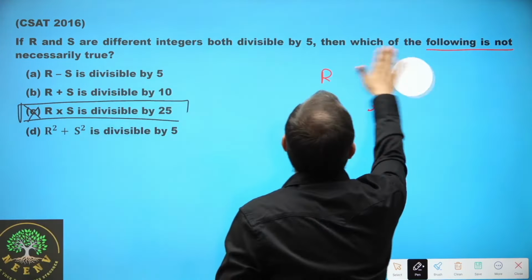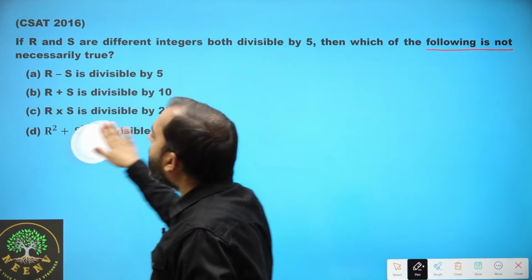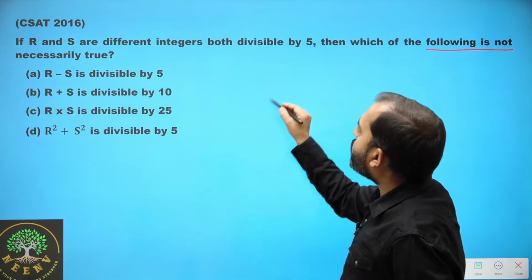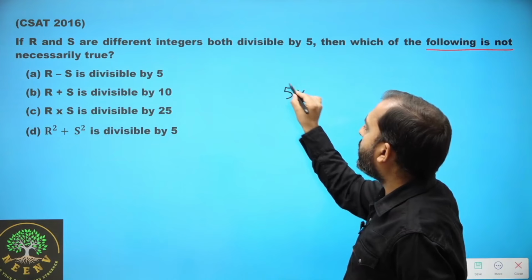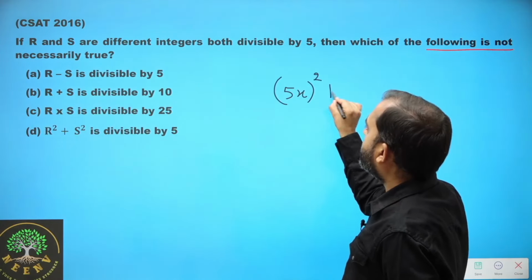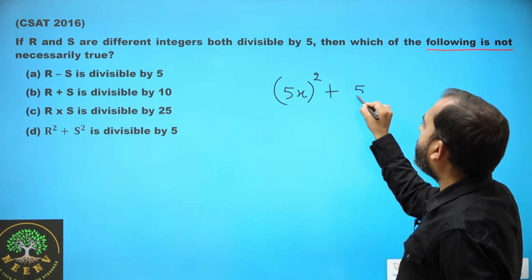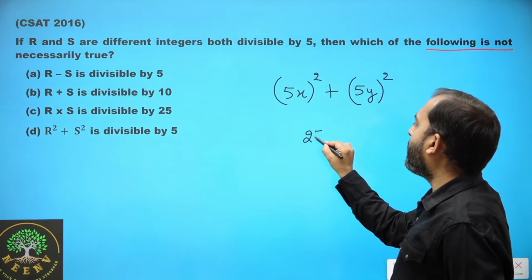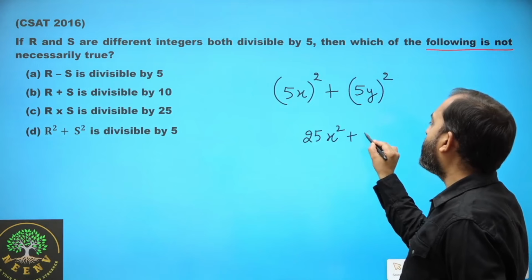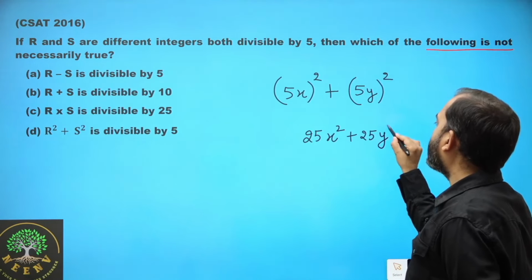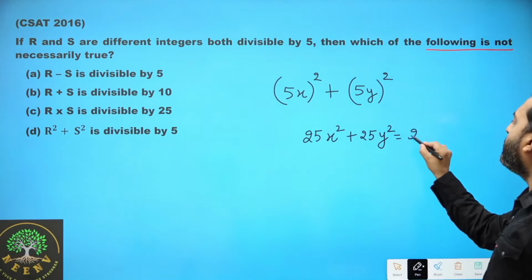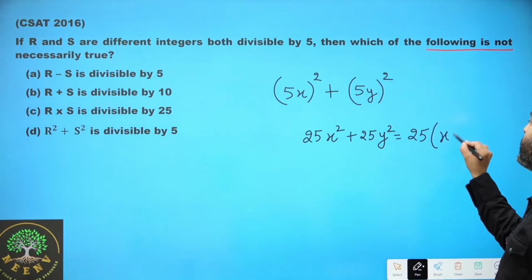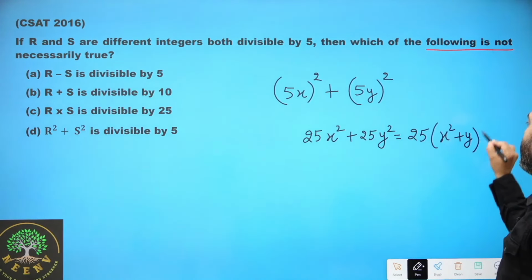Let's check out the final option. R square plus S square. R square, meaning (5x) square, plus S square, meaning (5y) square. It becomes 25x square plus 25y square. So 25 can be taken common, inside x square plus y square.